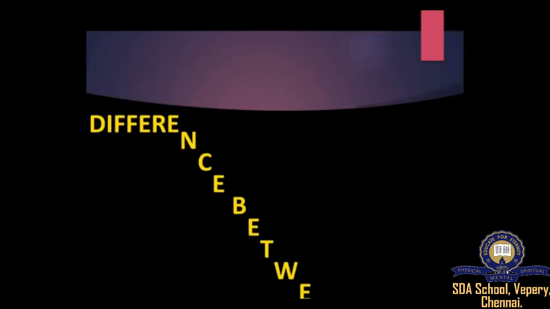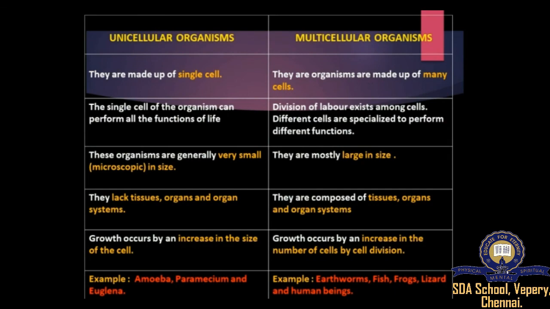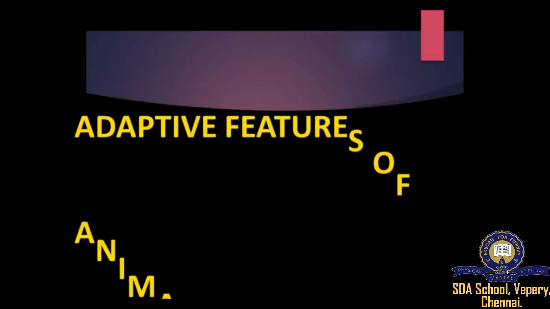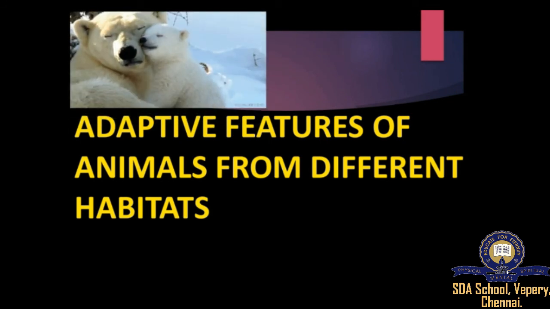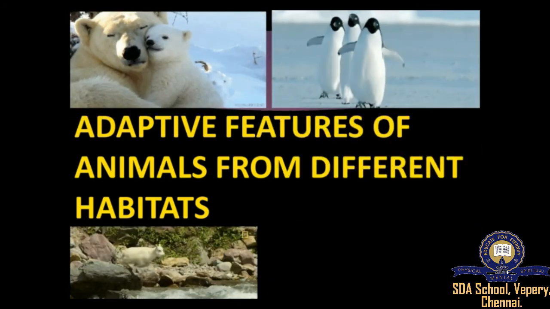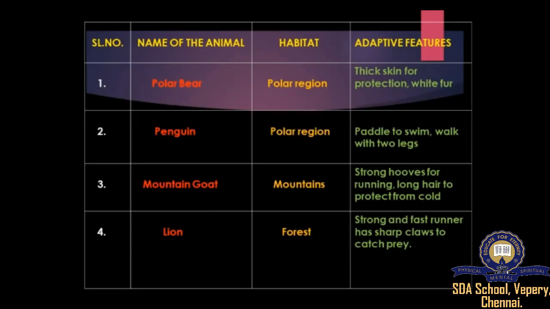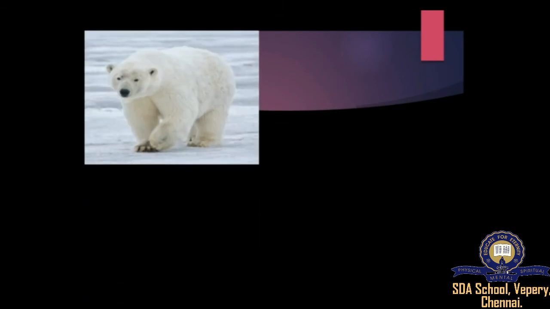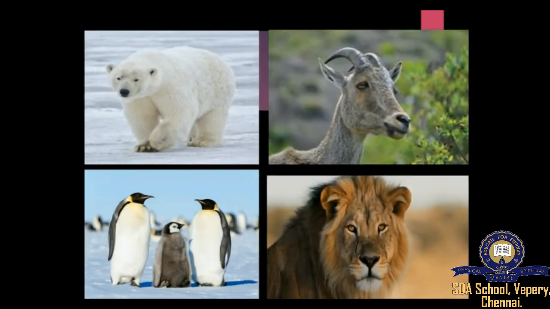Okay, so next we moved on to the difference between unicellular and multicellular organisms. And at last we saw the adaptive features of animals from different habitats. Okay, so in adaptive features of animals from different habitats, we saw about the polar bear, penguins, mountain goats, and about lion. Okay, and then we saw the picture of a polar bear, mountain goat, penguin, and lion.